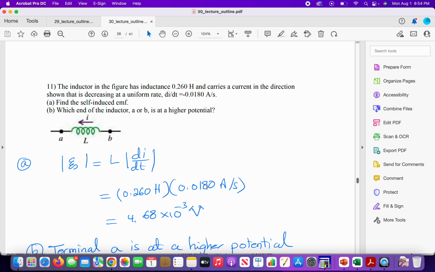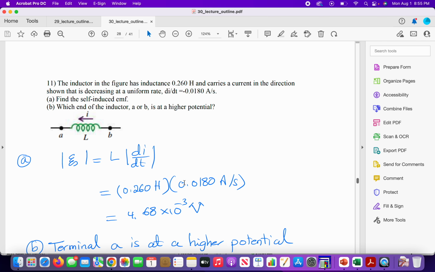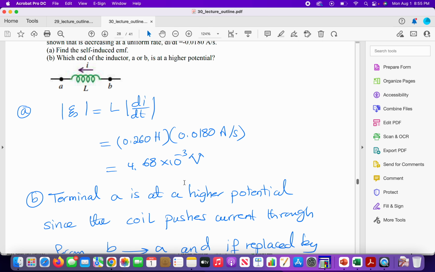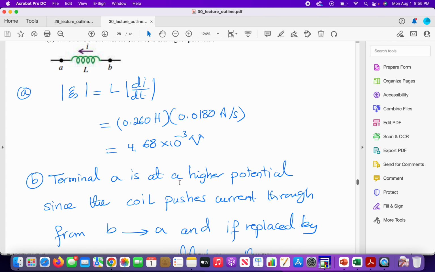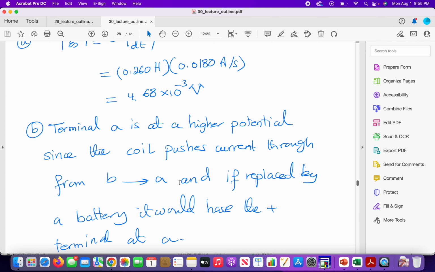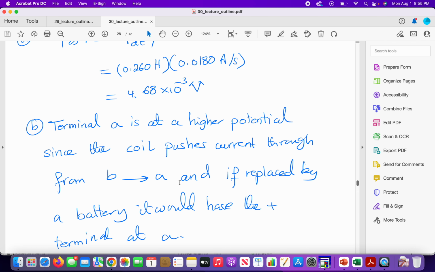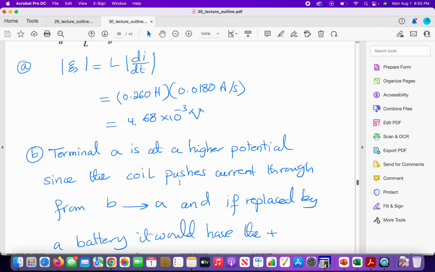First, to calculate the EMF, we know that it is L di over dt, and then it is 0.26 henry times the rate, and that is 4.68 times 10 to the negative 3 volts. Now, for which end, A or B, is at a higher potential, we can say here terminal A is at a higher potential since the coil pushes current through B to A, and if replaced by a battery, it would have the plus terminal at A.